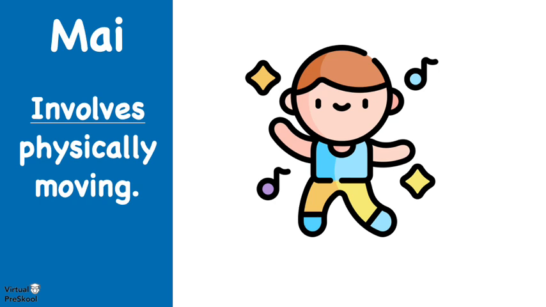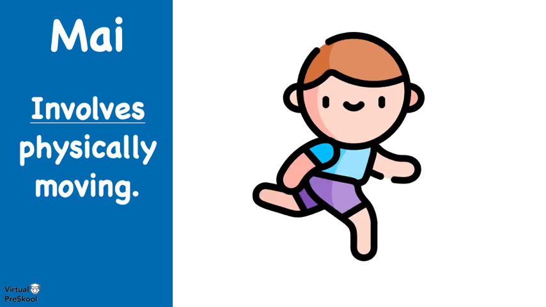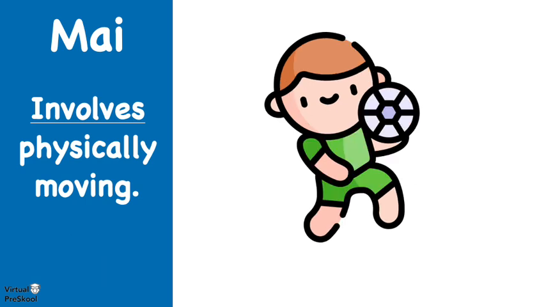Instead of I am dancing, we could change it to I dance after school. He's not dancing right now, but dancing definitely involves physical movement, right? So it would be a main sentence. Another one is, I run on the team. Is he running right now? No, but he does run, and running definitely requires moving your body. So it's a main sentence.